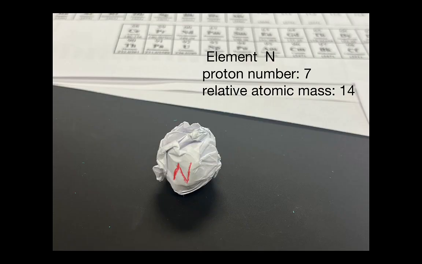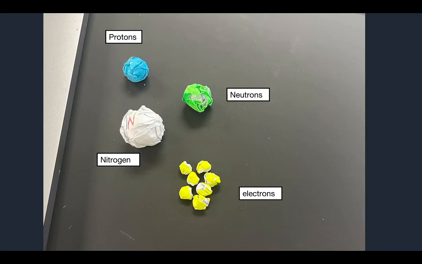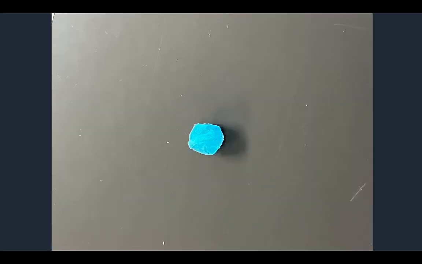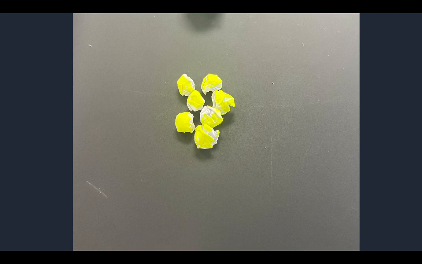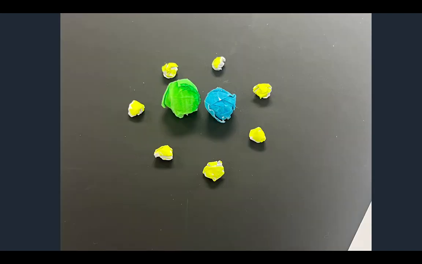Let's take nitrogen as an example. This white paper ball is an atom of nitrogen, and we can separate it into several parts. The blue ball is a proton, which plays a pretty important role in an atom. Protons mainly determine the chemical behaviors of an element, and scientists use the number of protons of an atom to differentiate different elements. And these tiny yellow pieces are electrons, which move in a subtle way. We usually call them orbitals, like inside an atom, right?